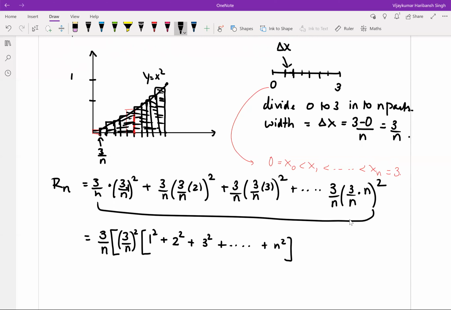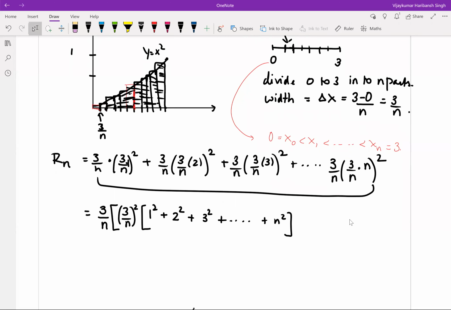Right? So we need a formula for this, which is going to be 27 by n cube times what? Summation 1 square plus 2 square plus 3 square plus 4 square and so on to n square. So do we know a formula for this? 1 square plus 2 square plus 3 square all the way until n square. The formula for that is what? n times n plus 1, multiplied by 2n plus 1, the whole thing divided by 6.